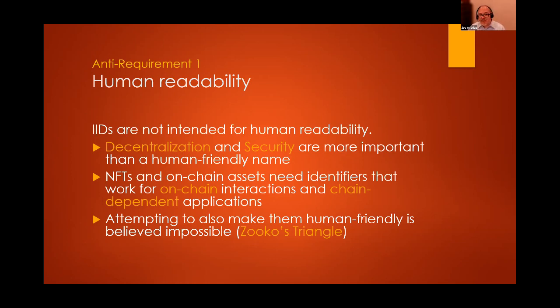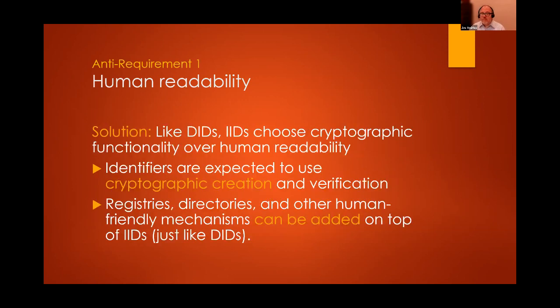In fact, attempting to make decentralized and secure identifiers also human-friendly is often believed, well, I believe it, and others believe it, to be impossible. Something called Zooko's triangle. You can Google it and see that those three elements are a trilemma that is well documented and discussed. And we chose decentralized and secure over human readability. And that's easy. Again, because IIDs are DIDs, and DIDs made the same design choice.